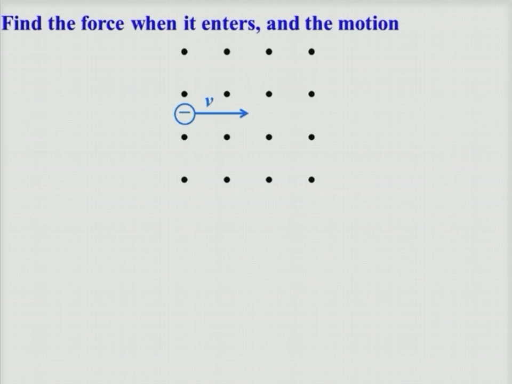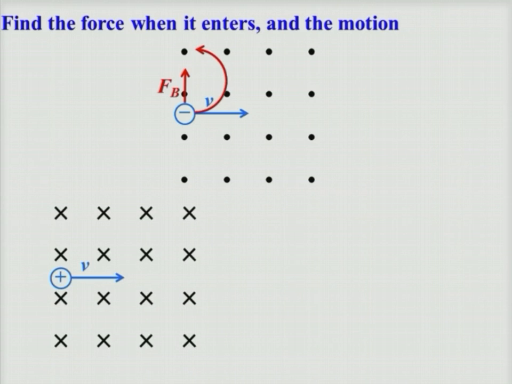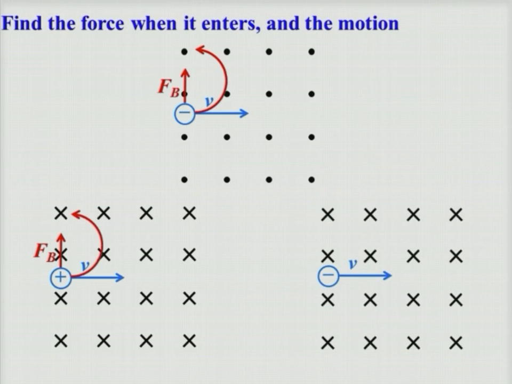Again, make sure that you're pausing the video and trying these out so that you can tell whether or not you're doing these correctly. Again, the X's tell you that the field is going into the page. The dots tell you that the magnetic field is coming out of the page.